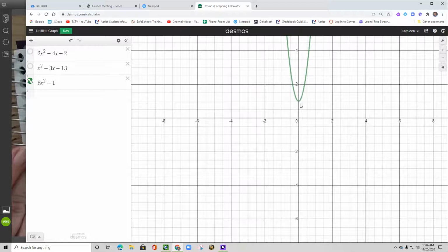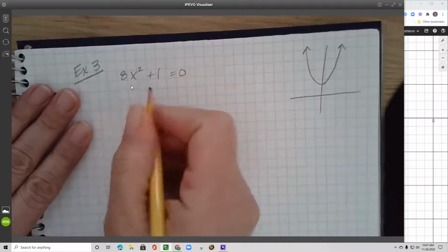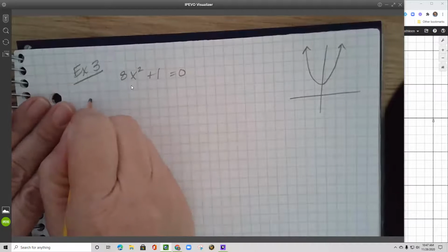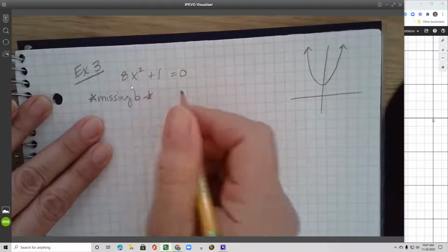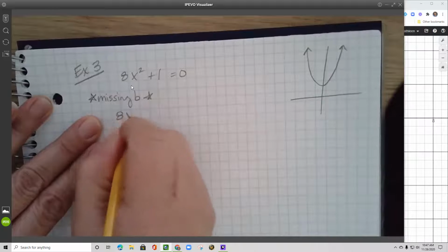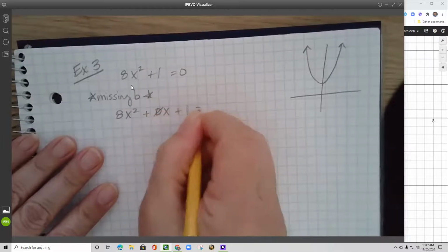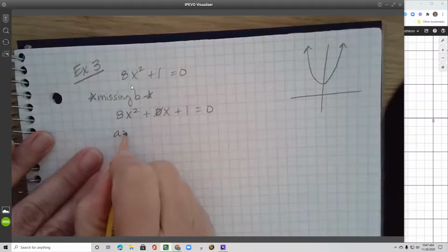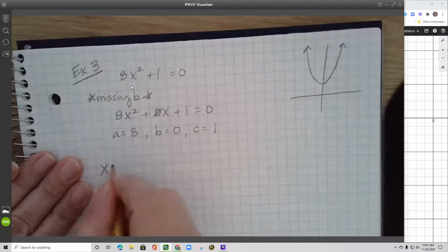I don't have a place where my graph crosses the x-axis. So I'll go ahead and sketch that real quick. This is a standard form equation, but I have a missing b. So I'll write it as 8x squared plus 0x plus 1 equals 0. So a is 8, b is 0, c is 1. My equation's equal to 0. I can use the quadratic formula.